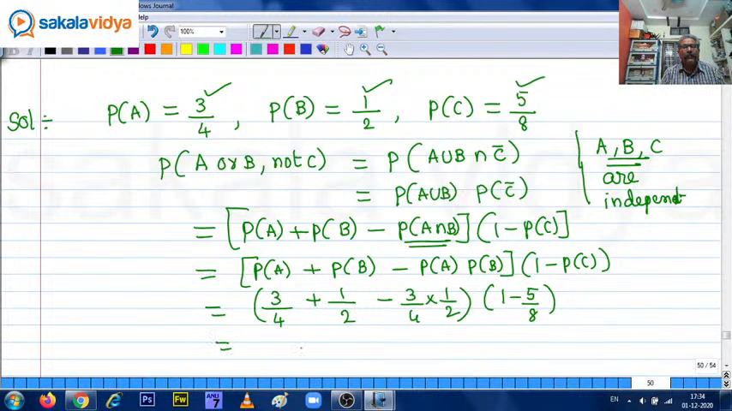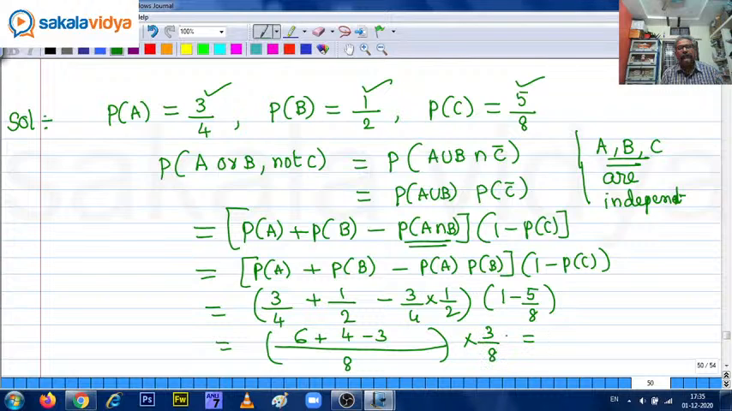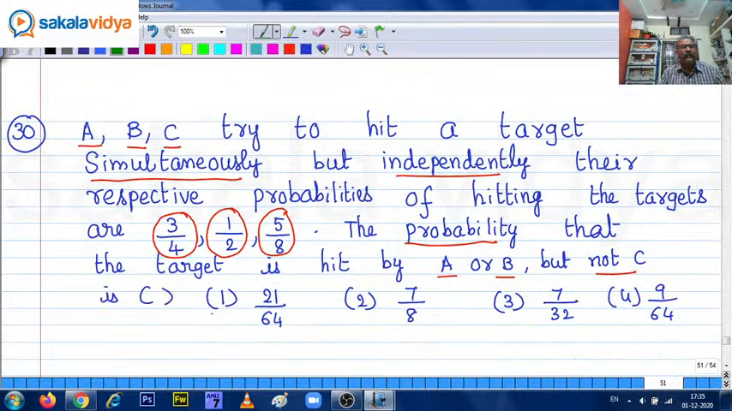So now here LCM is 8. 4 2s are 6, 2 4s are... minus 3, multiplied by 8 minus 5, 3 by 8. This is equal to 7 by 8 into 3 by 8. 7 3s are 21, 8 8s are 64. 21 upon 64 is the answer. First option is the right option.